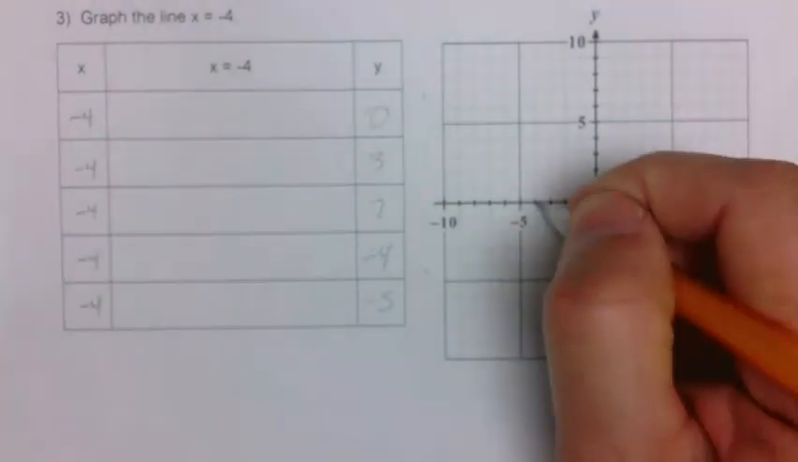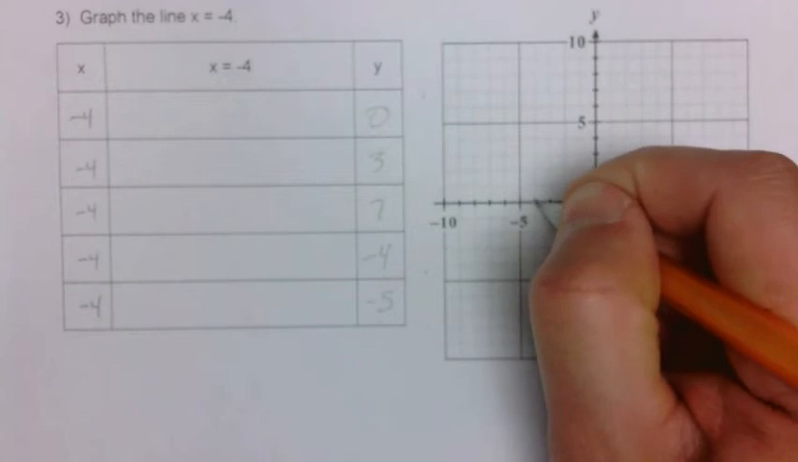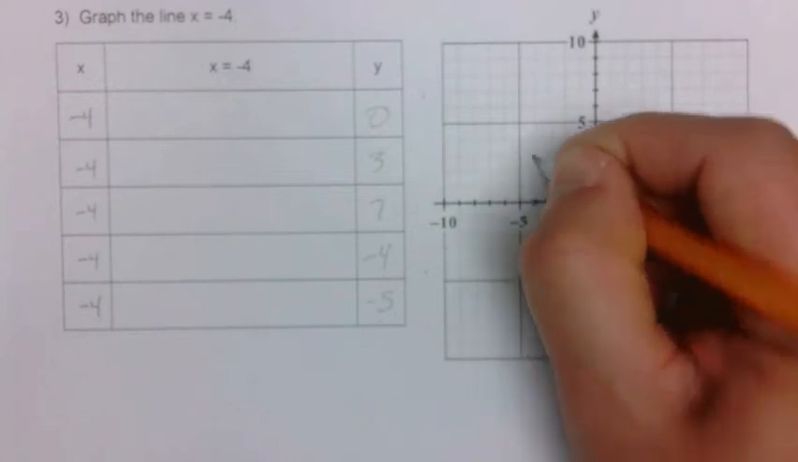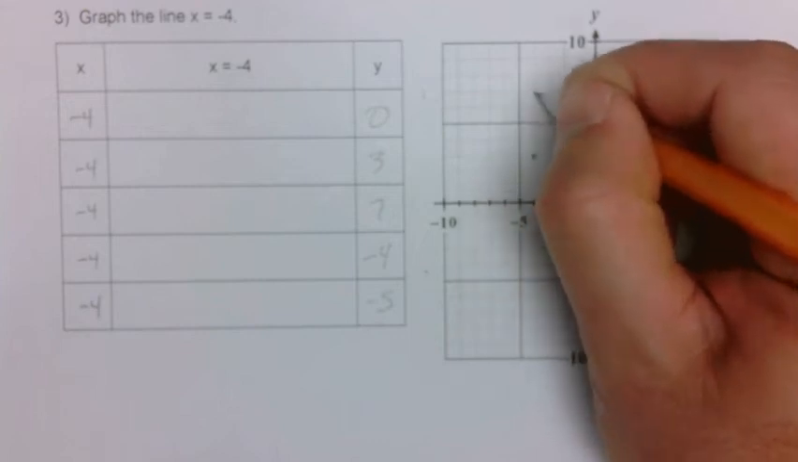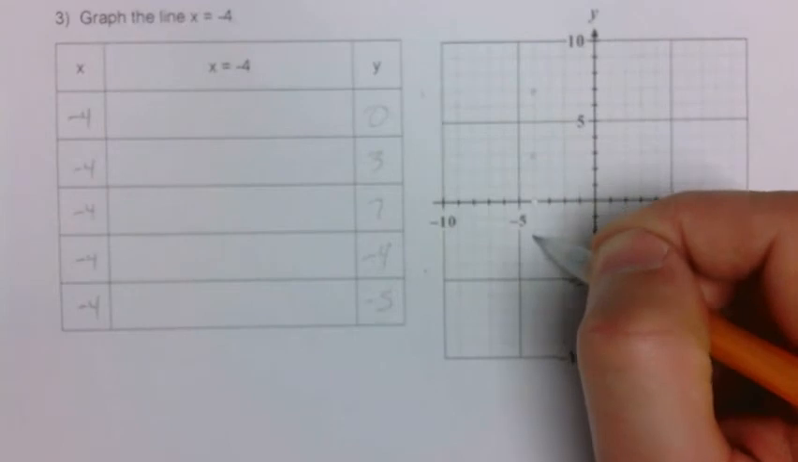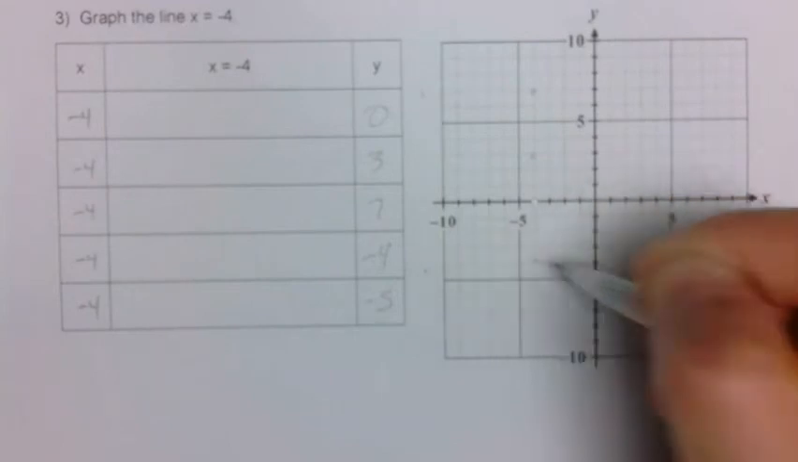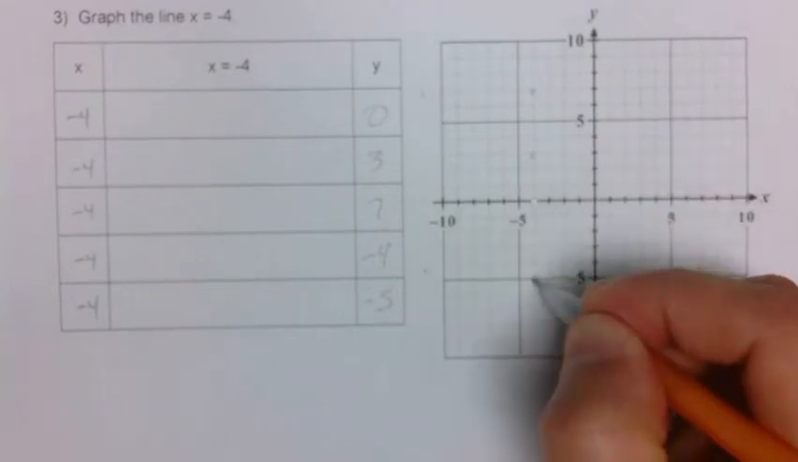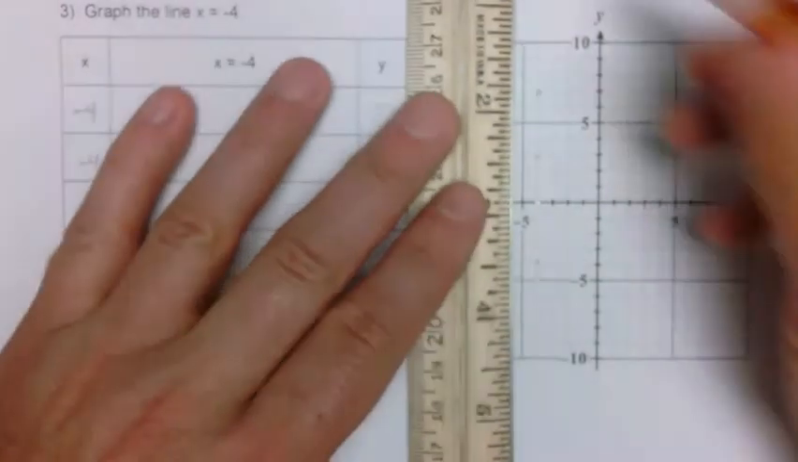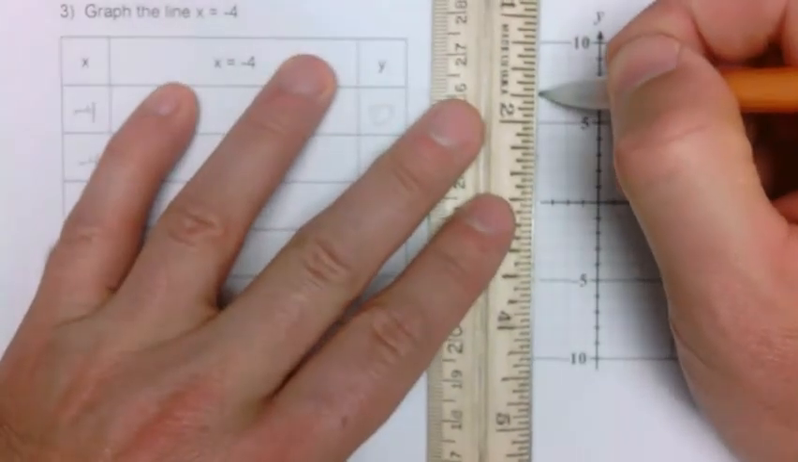So -4, 0 is 4 units to the left of the origin. -4, 3, just go up 3. -4, 7, go up to 7 now. All right, -4, -4, go down 4 here, right there. -4, -5 is just one more point lower. And we can see very clearly now that they're all along the same vertical line. So if we go ahead and graph this now.